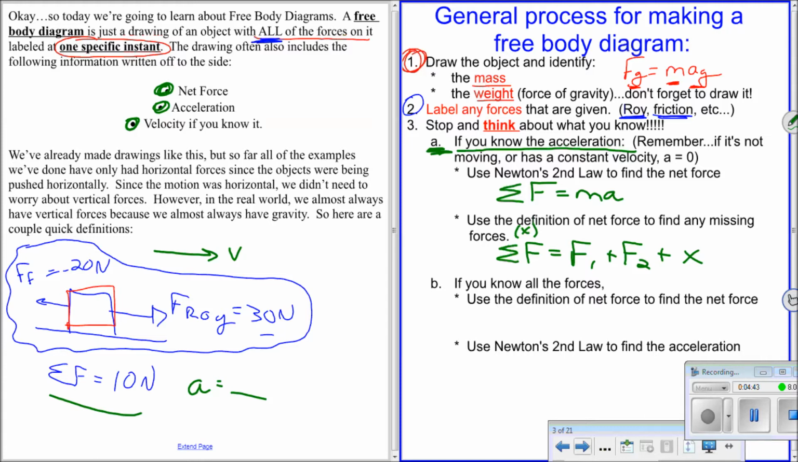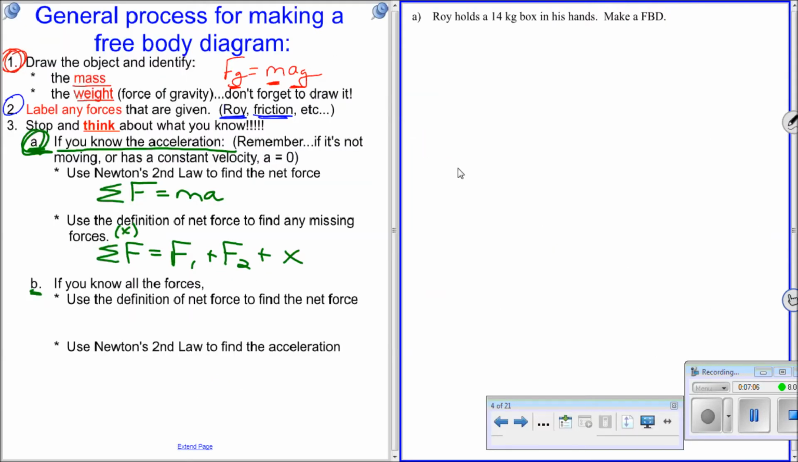So let me stop there on this slide. I'll come back to this in a minute. Let me talk about this other option when we actually get to one. So let's do a few examples of this first scenario. Okay, so let's just jump in by doing an example.